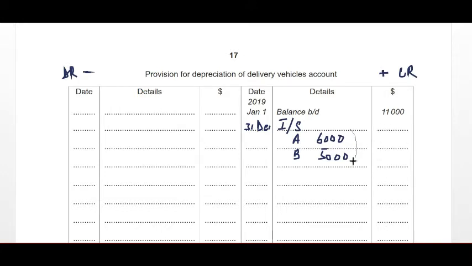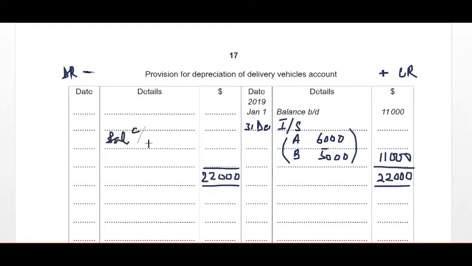So the income statement figure that we are going to put in the income statement in terms of expenses, provision for depreciation, is 11,000. Now if you simply add them up, this becomes 22,000, and the same amount will go over here, 22,000, and then we will show the balance CD, which will be the balance brought down, and this is 22,000. So this will be the new balance for 2020.